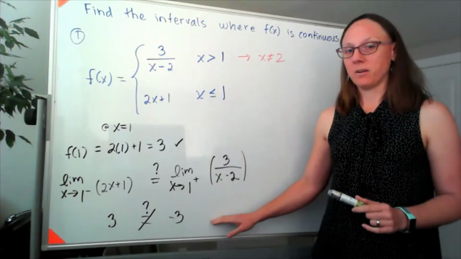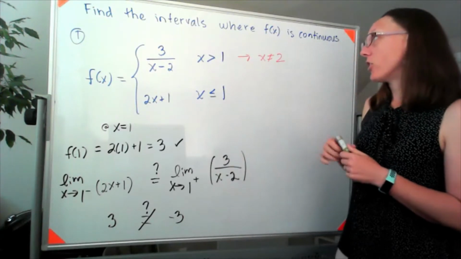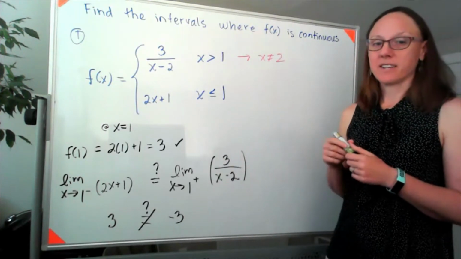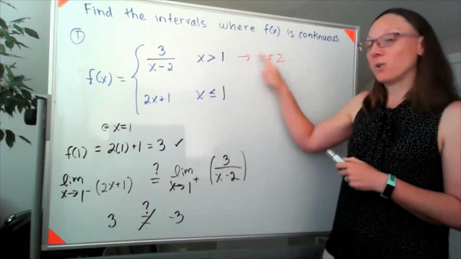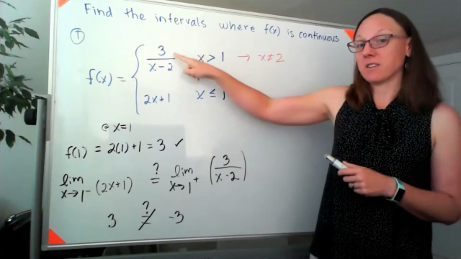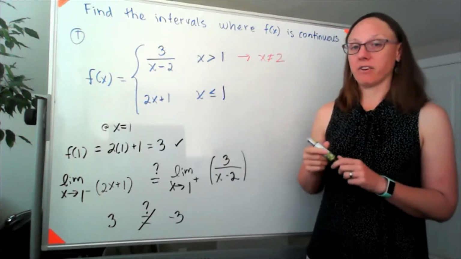That's enough to know this is not continuous at x equals 1. So when I go to write the interval where this is continuous, I know that I have to leave out 1 and also leave out 2 because of our domain issue with this part of the function.